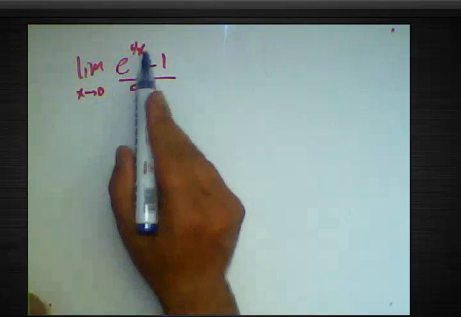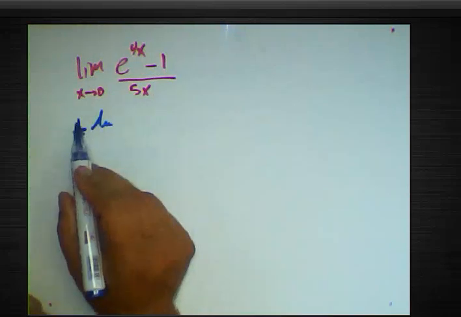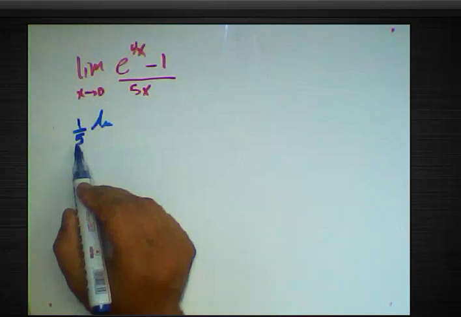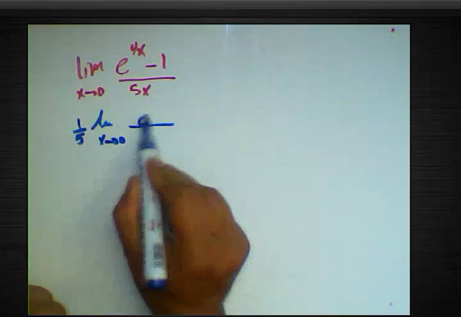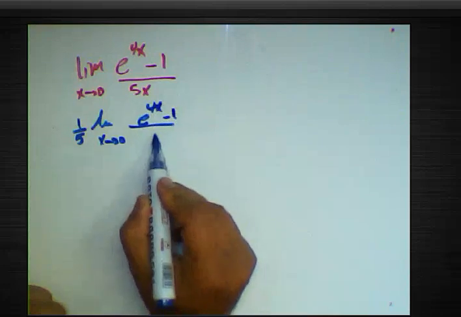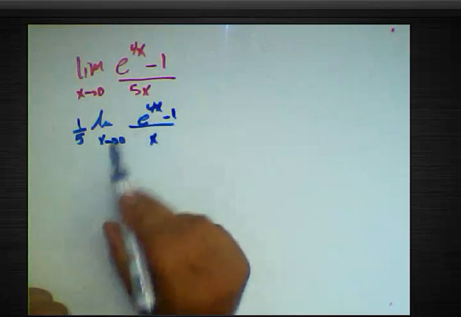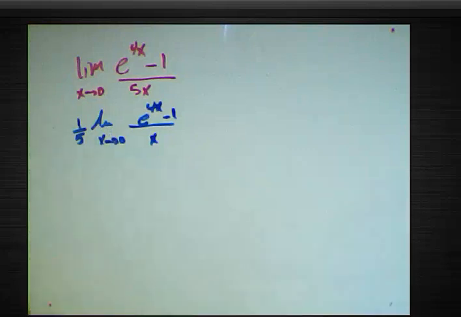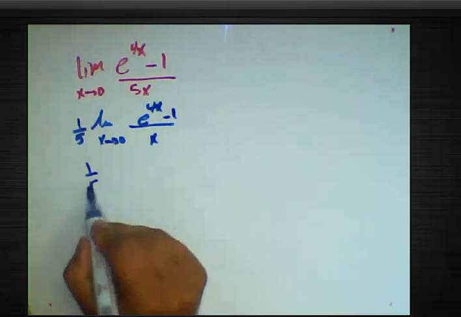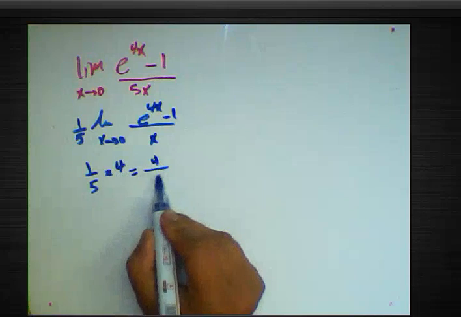The limit of this function (e to the power 4x minus 1) over 5x. We can put 1 over 5 outside the limit. Then the limit as x approaches 0 of (e to the power 4x minus 1) over x. The result here equals what? It will be 4 for this function as it approaches 0. So 1 over 5 multiplied by the result of this function, which is 4, the result will be 4 over 5.